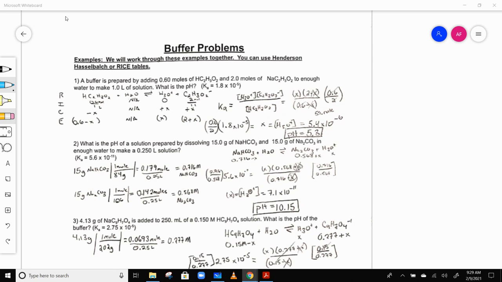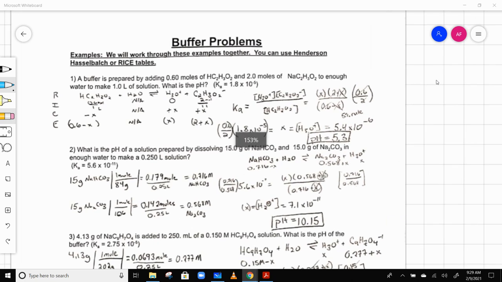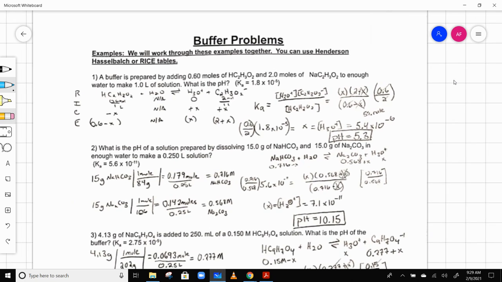So if we think about it here, we have a RICE table. Now, I'm going to show you, this first one is like the really, really long method of doing it. And then I'm going to show you a shortcut to it as well. Okay, so here we can use a RICE table.